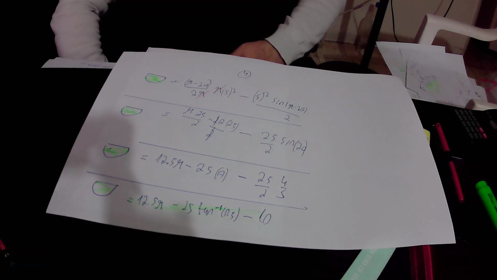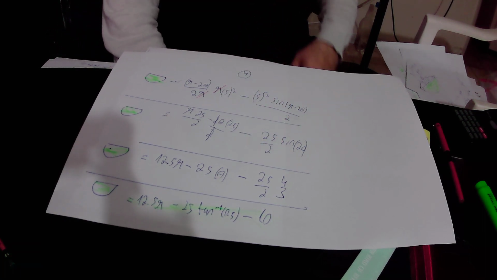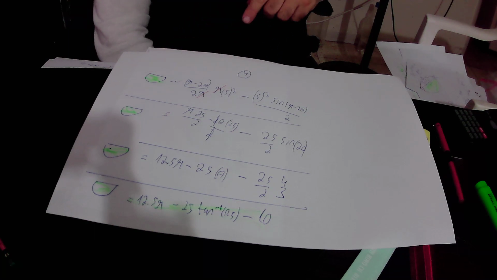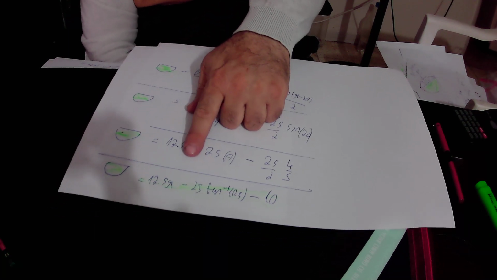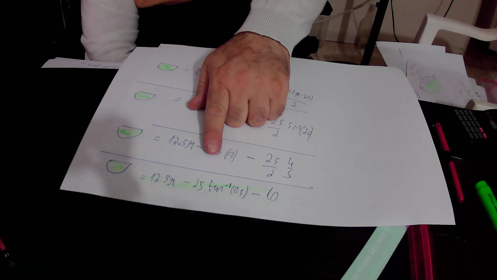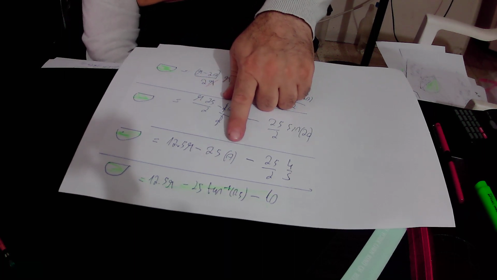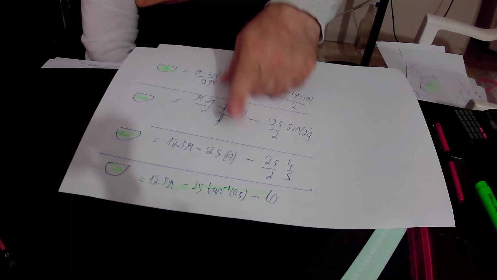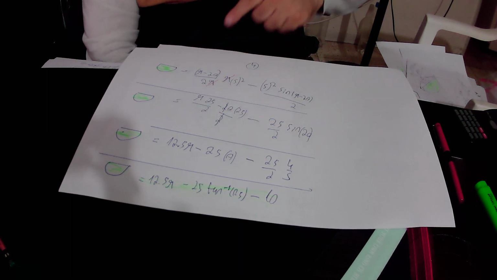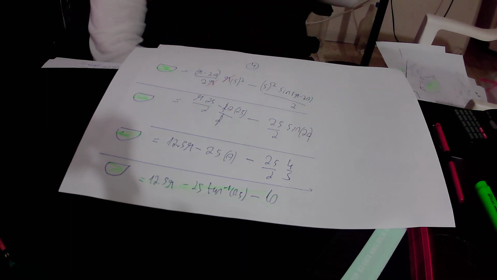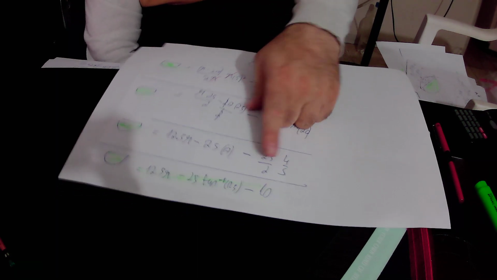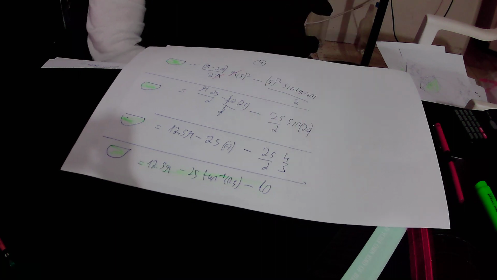So in conclusion, we found that the area of the lower circular segment of the big lens equals 12.5 pi minus 25 theta, and theta equals tangents minus 1 of 0.5, so we substitute theta by tangents minus 1 of 0.5, that is the inverse function of tangents. Here it is minus 10. Okay.